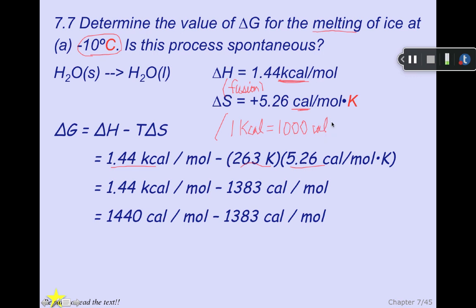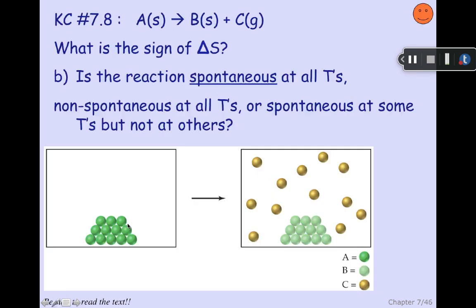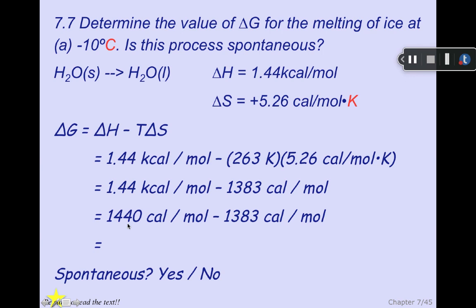So if there's 1.44 kilocalories, that means there's 1,400 of them. Now you can do the subtraction step, and the answer is, well, what is it? 1440 minus 1383. And if your math serves you well, you have an answer here, and it should be 57 calories per mole.